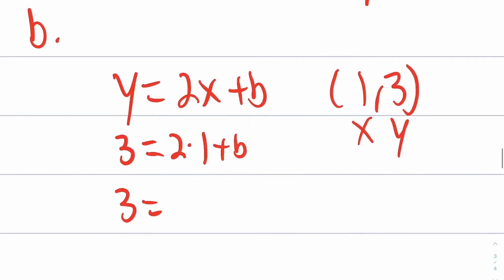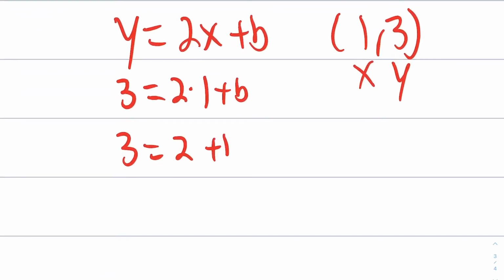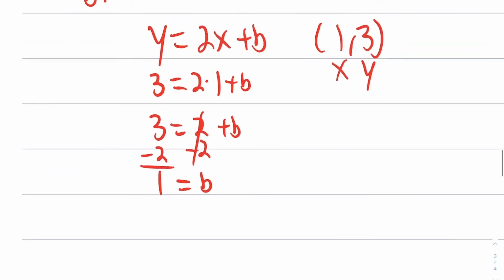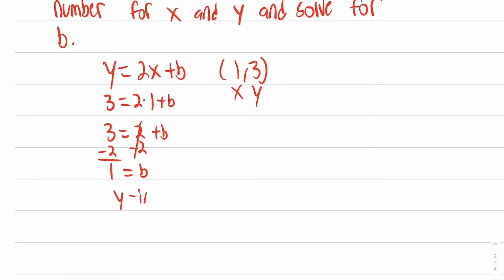Then we can just simplify this. 2 times 1 is 2, plus b. How much does the y-intercept need to be for 2 plus it to be 3? If you didn't know it off the top of your head, let's subtract 2 to get 1 is equal to b. The y-intercept is 1. And remember, we labeled the y-intercept as a coordinate, which is 0, 1. And we can fill this in to the final equation to get 2x plus 1.